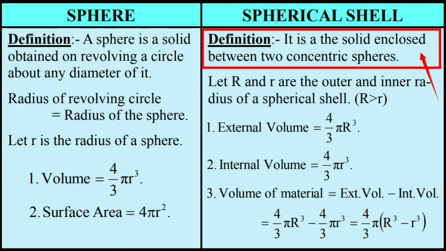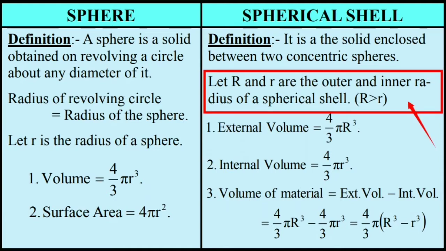Let's come to spherical shell. The definition says the spherical shell is a solid enclosed between two concentric spheres. So it is a hollow sphere with uniform thickness, where thickness is the difference of the two radii. Let capital R and small r be the outer and inner radius of a spherical shell, where capital R is greater than small r. Hence, thickness of the spherical shell is capital R minus small r.